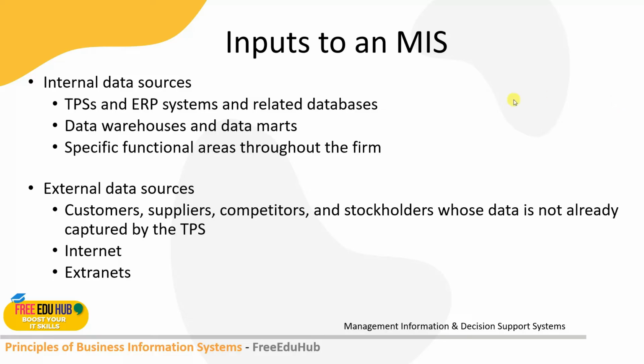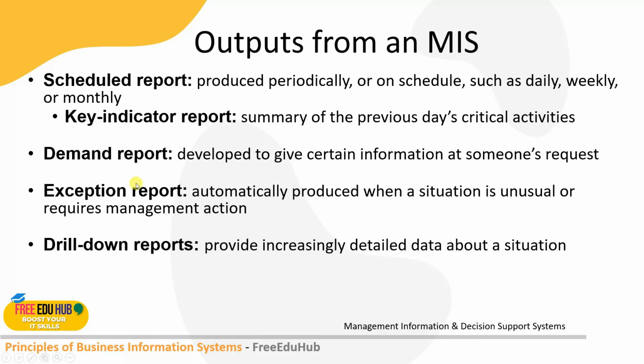Now after that we have output from a management information system. Output could be a scheduled report, which is produced periodically on a schedule such as daily, weekly or monthly basis. Further we'll have key indicator reports, or key performance indicators, which are a summary of the previous day's activities, or which help us in reaching certain decisions after a quarter, for example. If you have decided that we must have made at least this much profit by the end of the month, or this number of items must have been sold, it helps in identifying whether we are reaching the goals or not.